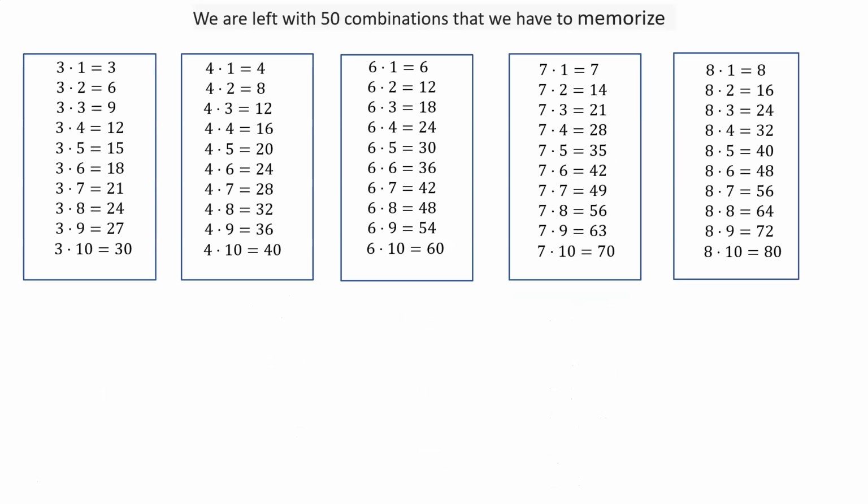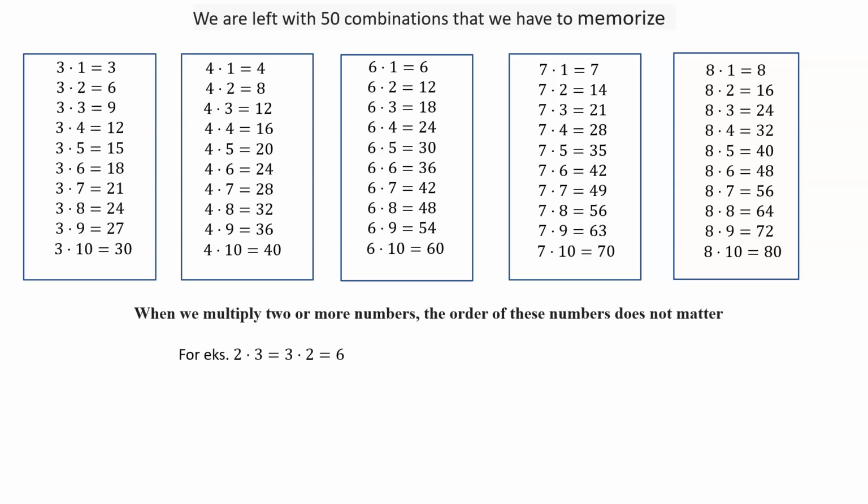The last technique that we are going to learn, and that will help us to further halve these 50 combinations to 25, is that when we multiply two or more numbers, the order of the numbers does not matter, i.e. the result is the same. For example, 2 times 3 is just the same as 3 times 2, which is equal to 6. Or 5 times 6 is just the same as 6 times 5, which is equal to 30. In professional mathematical language, we say that multiplication is a commutative operation.